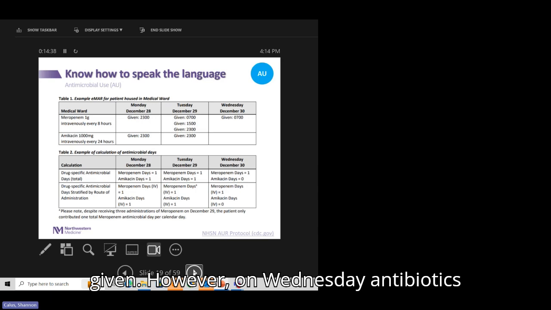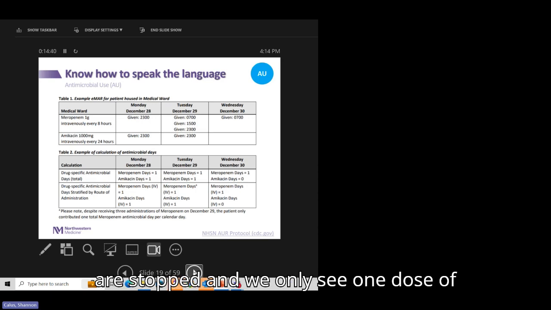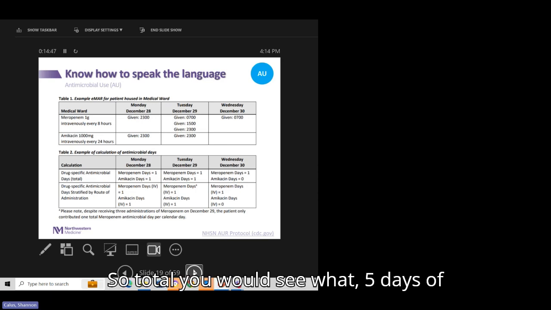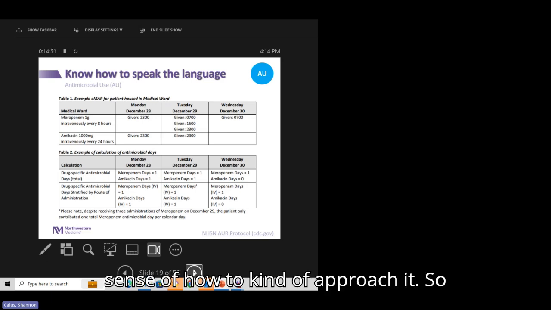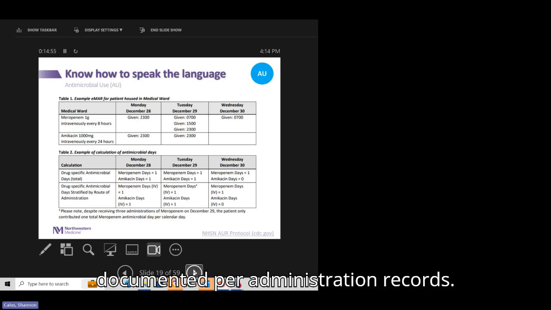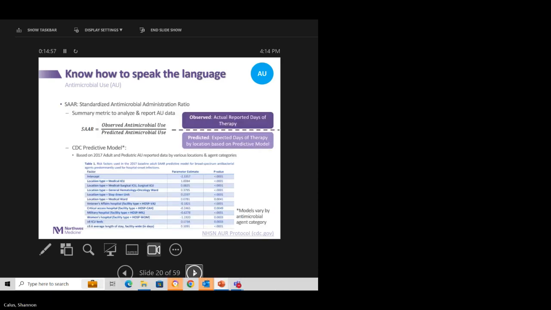However, on Wednesday, antibiotics are stopped, and we only see 1 dose of meropenem given. So we'll count that day for meropenem, but no days for amikacin. So total, you would see 5 days of antibiotic use here. So this gives you a sense of how to approach it. So it's any receipt of an agent as documented per administration records.